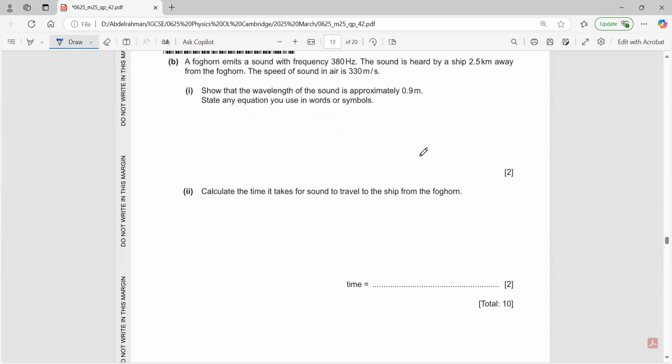Question B. A foghorn emits a sound with a frequency of 380 hertz. The sound is heard by a ship 2.5 kilometers away from the foghorn. The speed of sound in air is 330 meters per second. Show that the wavelength is approximately 0.9 meters. That's easy. Wavelength is equal to speed over frequency. Speed is 330 meters per second and the frequency is 380, which gives you 0.86 meters. Definitely very close to 0.9 meters.